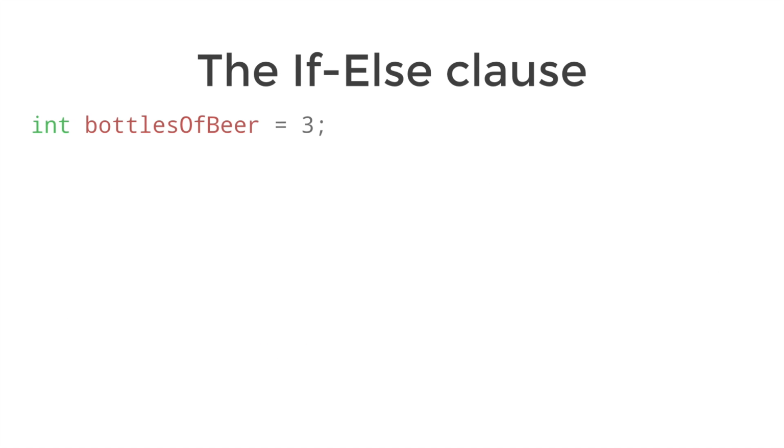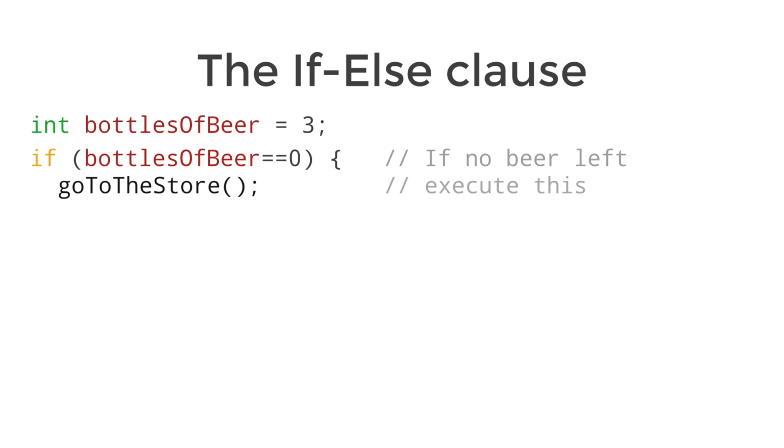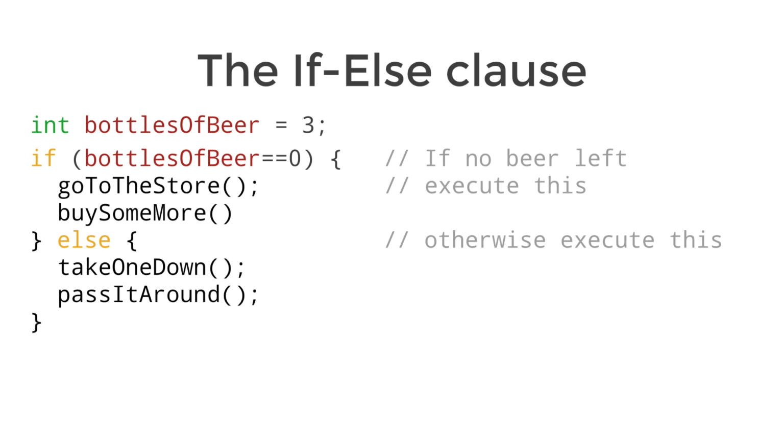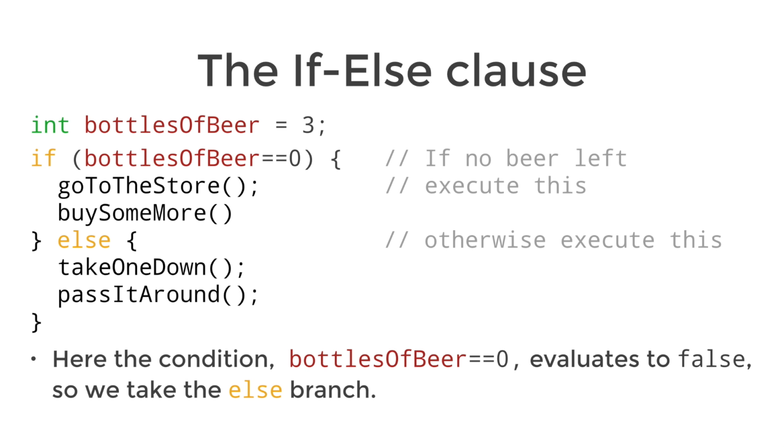So let's put these into an if-else clause. We'll initialize a variable called bottlesOfBeer with the value 3. If bottlesOfBeer is equal to 0, we're going to say go to the store, buy some more, else take one down, pass it around. Now, we know that the condition here, bottlesOfBeer == 0, evaluates to false because bottlesOfBeer holds the value 3. So the else branch will be taken in this if statement. Take one down, pass it around.